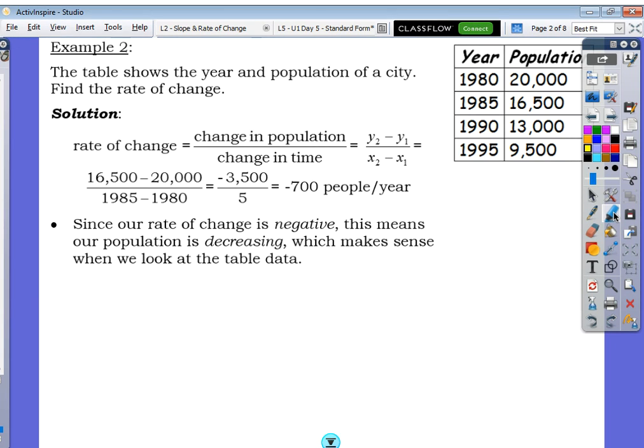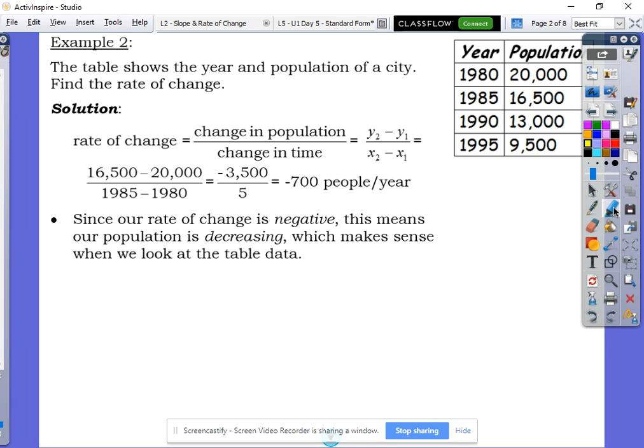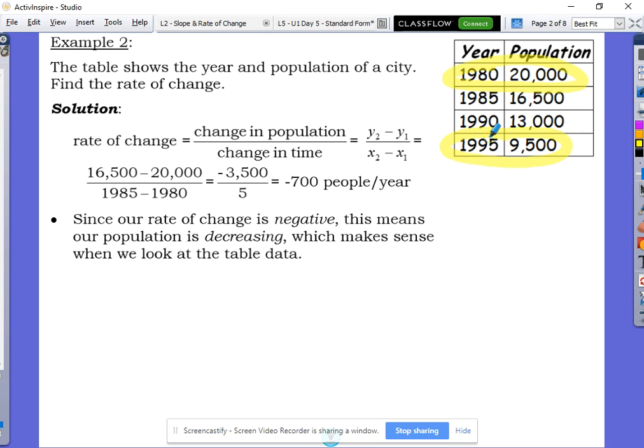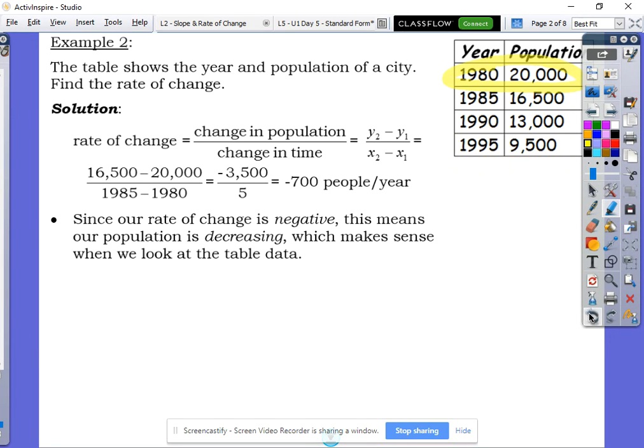So here we have a table, the year and the population of the city. Okay. So we can say in 1980, there were 20,000 people in the city versus 1995, we're down to 9,500 people in the city. Okay. So in the same way, we're going to set this up. And the question says, how do we find that rate of change? Well, what you'll notice is that they're picking two random points here. The change is the same. So I want to actually point that out before we get into the math. The rate of change here is actually the same.